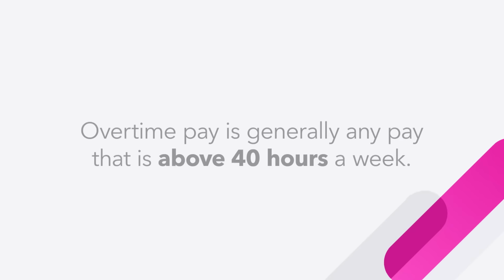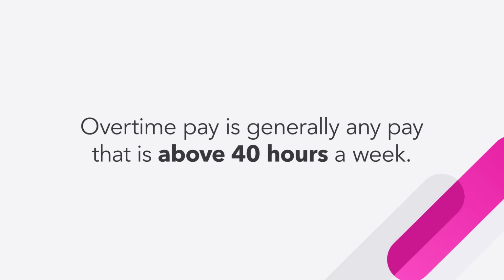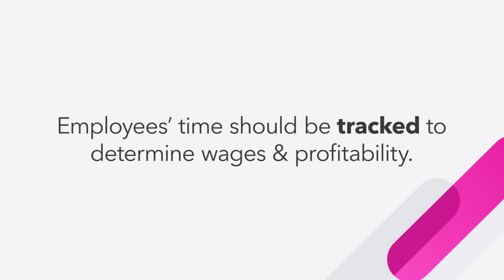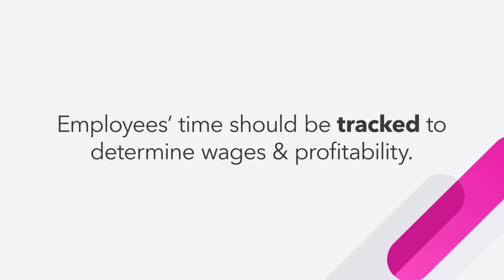Overtime pay varies a little bit from state to state depending on your specific rules. Generally speaking, it's any time you pay someone for working above 40 hours a week, and in some states it's above 8 hours in an individual day. Next is the employee's time. This is a critical one for not just figuring out what you should pay them, but also figuring out how profitable you are in certain areas of your business.